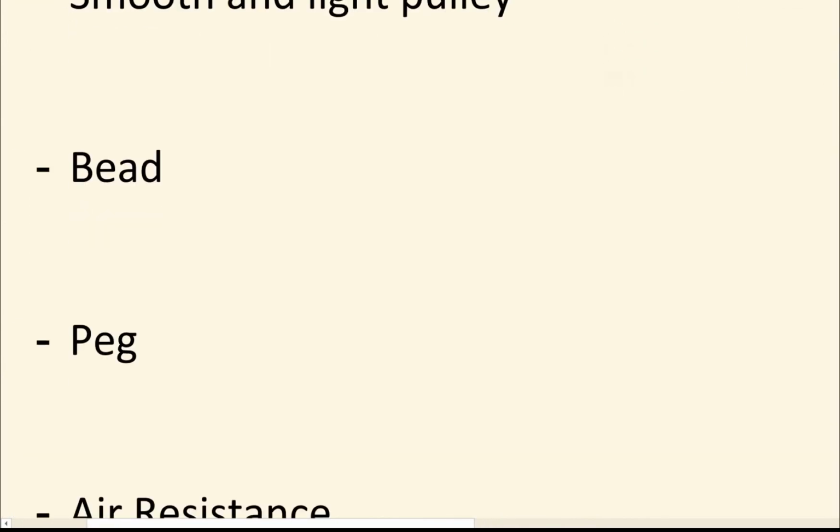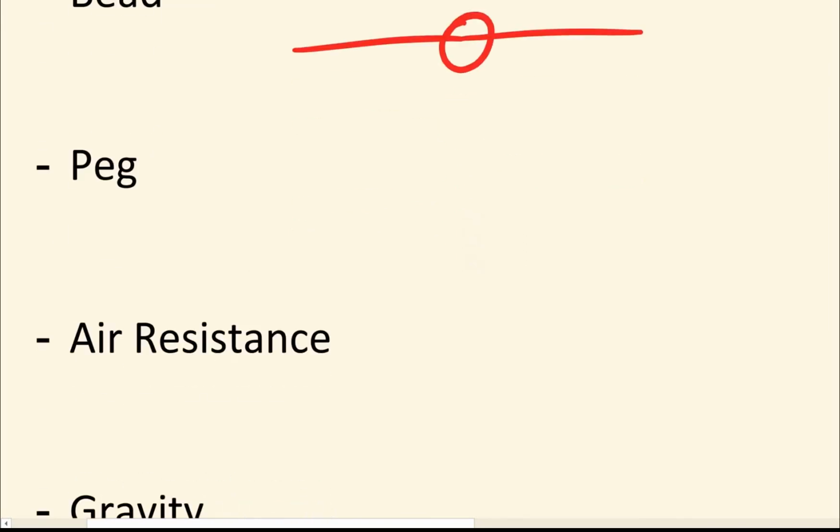A bead, that's when you basically have a particle on a wire. So it's a particle with basically a hole in it. You can thread a wire or string through it. Peg, that'll be something you can attach something else to. So you might have a peg with a pulley on it.